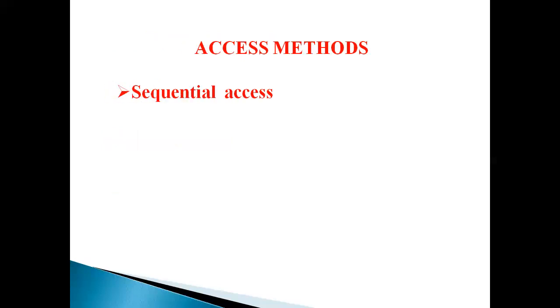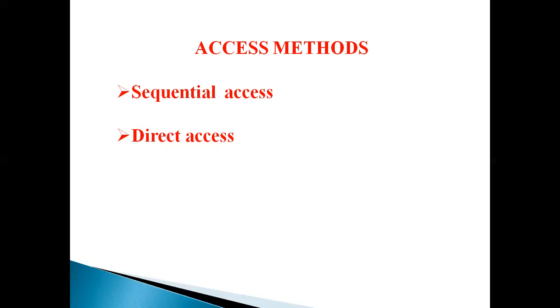Next, the access methods. First, understand that when we create information and store it in a file, after the information is stored in the file, we have to use it. The information must be accessed with the help of access methods. There are two access methods: sequential access and direct access.